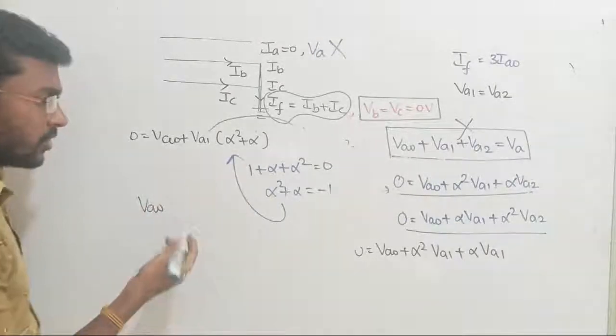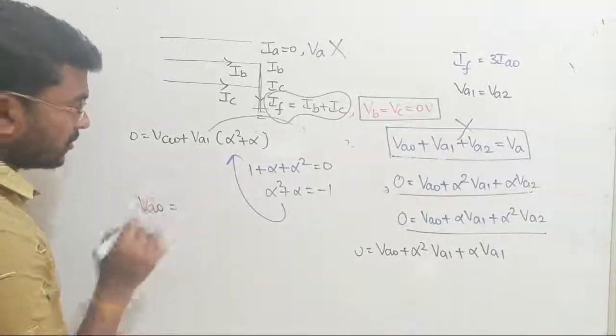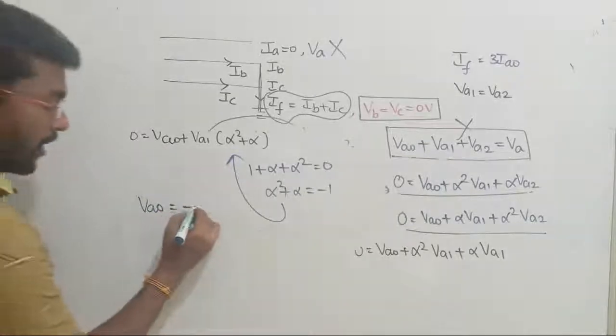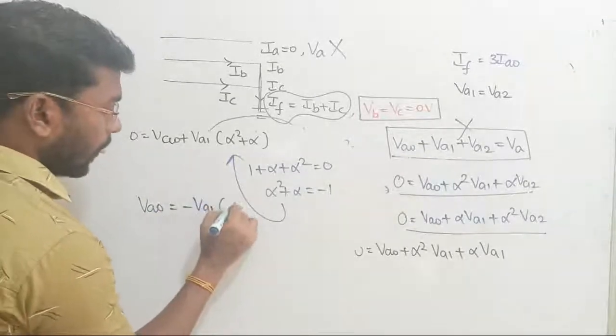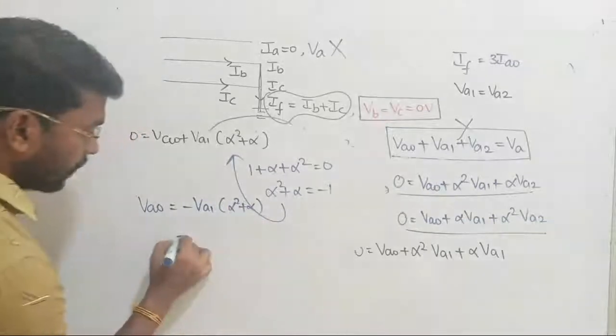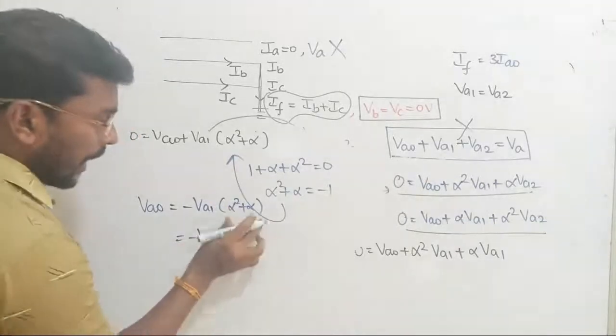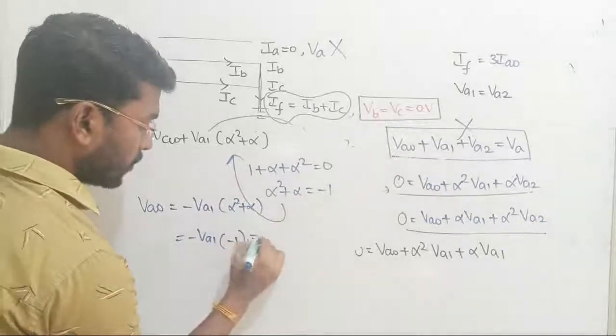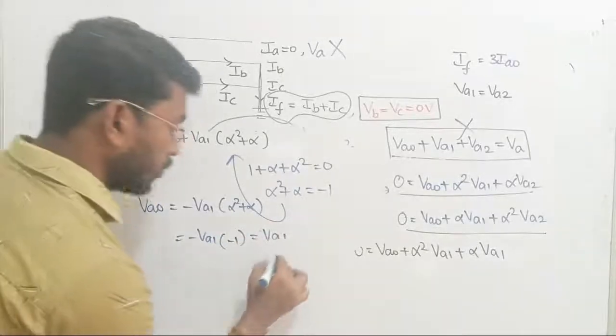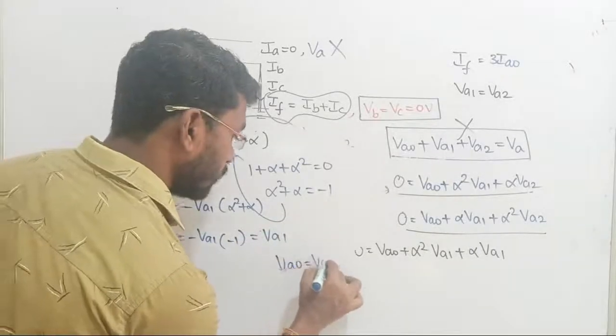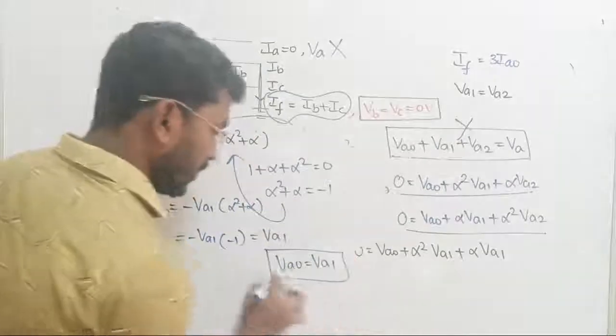I don't want to take the ratio at all. If an indeterminate form comes, that is difficult. So VA0 equal to minus of VA1 into alpha square plus alpha. Let me substitute. Alpha plus alpha square will be replaced by minus 1, such that it will be equal to VA1. So we can write the relation directly: VA0 is equal to VA1. Directly we can get the answer, right?